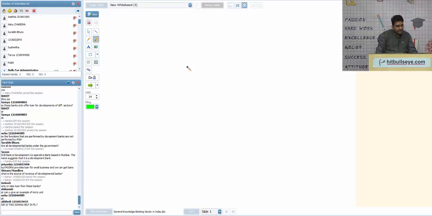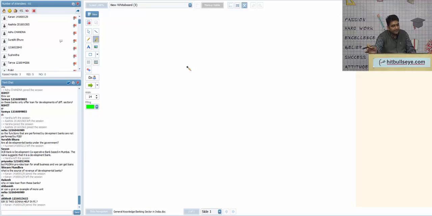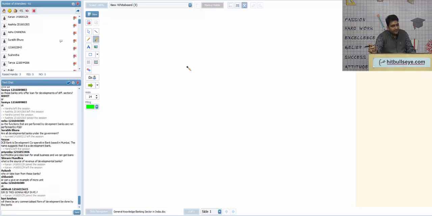Developmental cooperative bank, I guess it will be under the cooperative section. And when cooperative is there, yeah, development is a word, no doubt, but that is not a particular category. If it is a cooperative bank, then it will be under the listing of cooperatives.